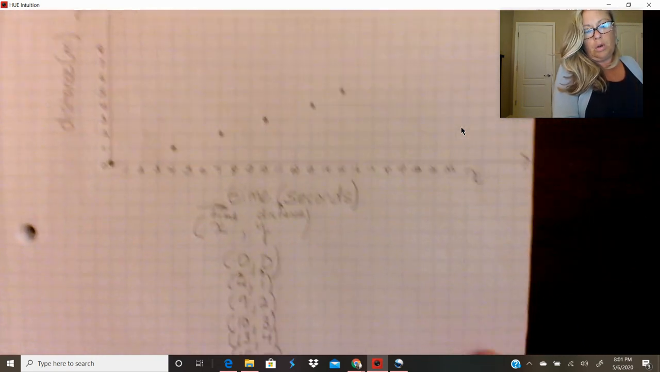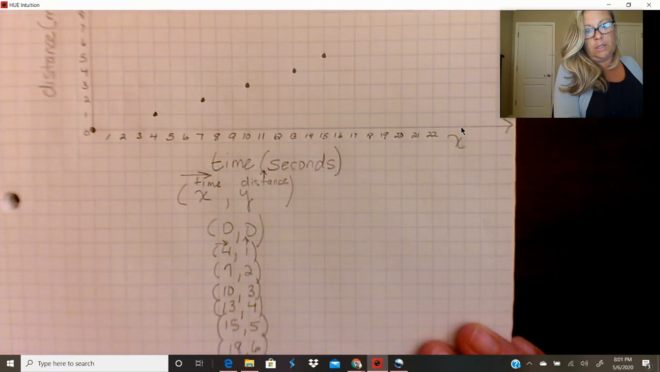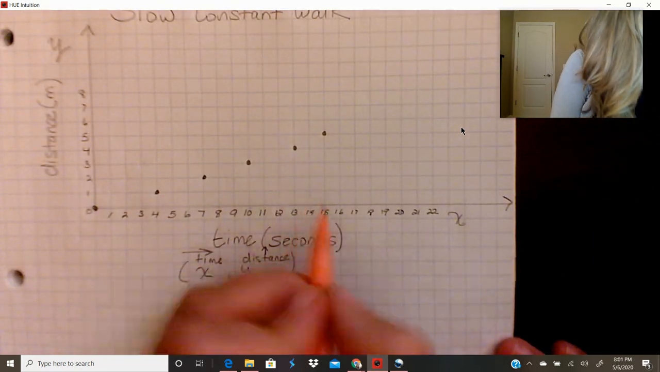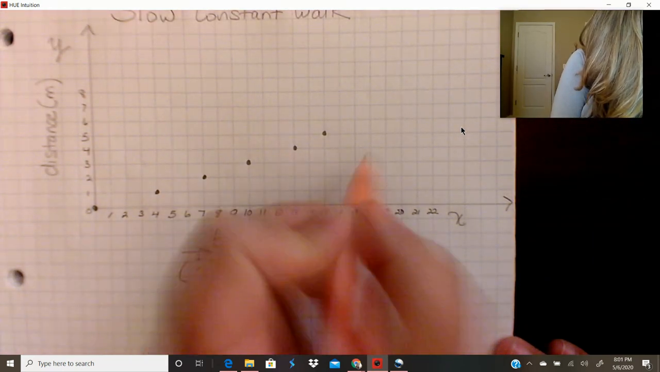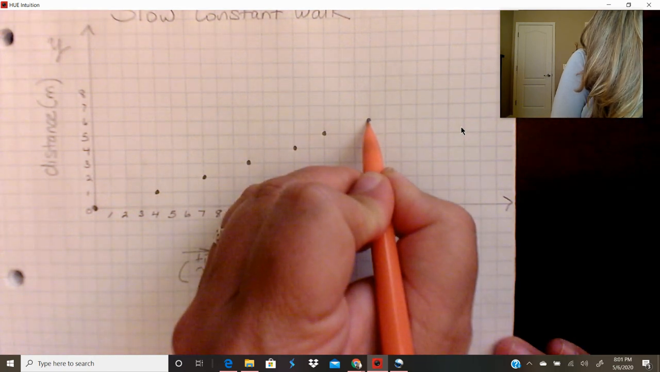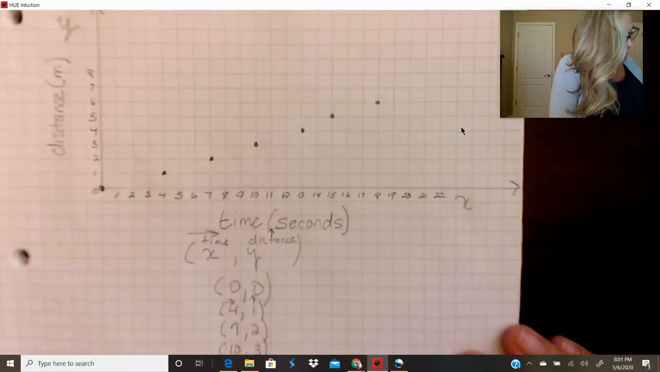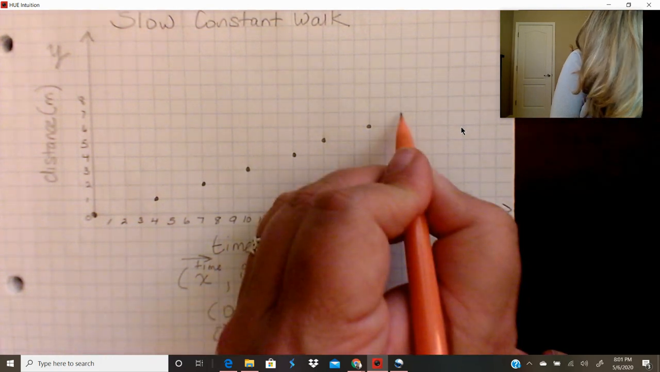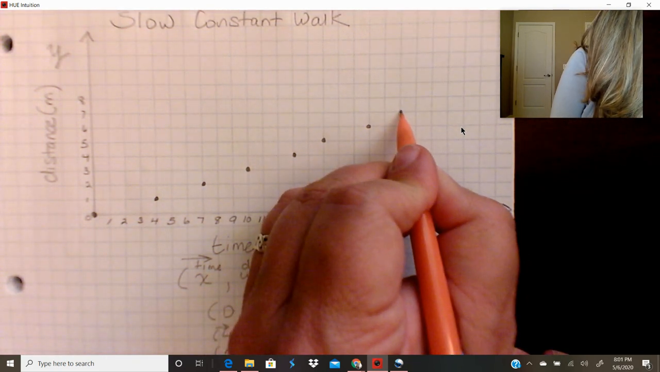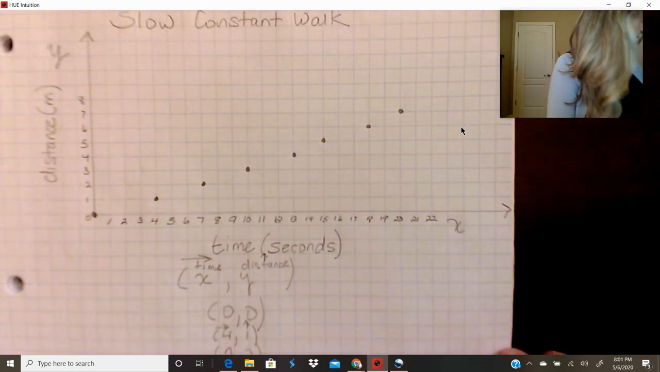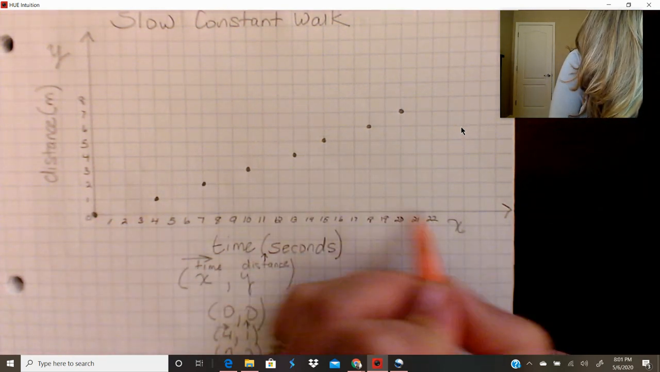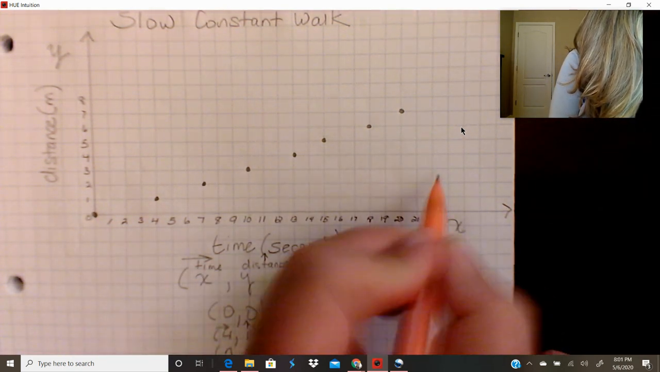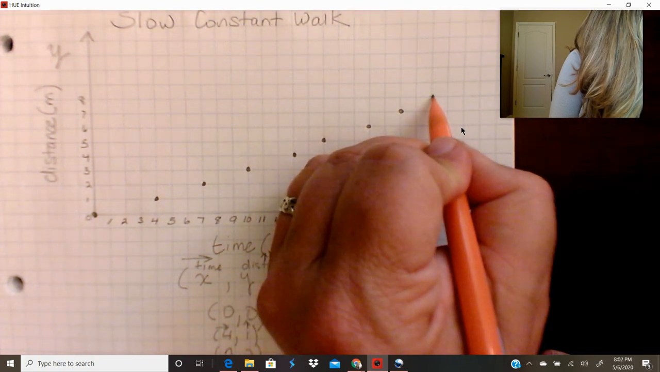And then next is 18, 6. So I'm crawling over all the way to 18 and then climbing up to 6. And then 20 and 7, crawling all the way to 20, climbing up to 7. And last is 22, 8. I'm going to crawl all the way to 22 seconds and I'm going to climb up to 8.